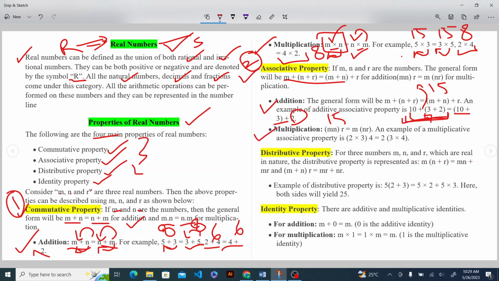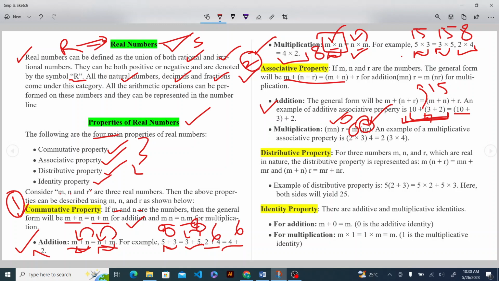Now we are going to do the associative property for multiplication. The concept is the same: you are firstly operating on the first two numbers m and n on the left side, and then you are multiplying the third number with the product of m and n. And on the right side, you are going to perform the multiplication on the second and third value, n and r, and then multiply the first value m with that product of n and r. So they will produce the same product.